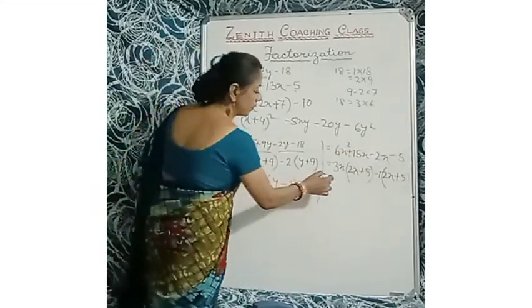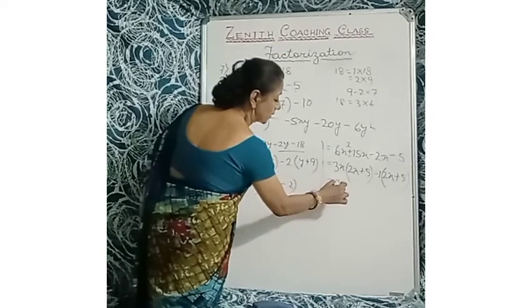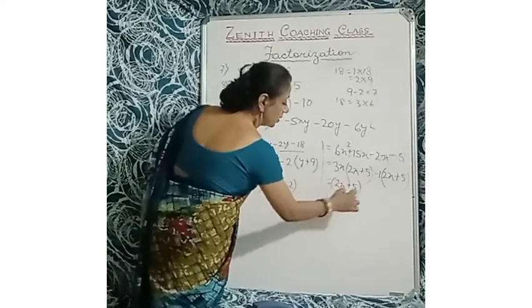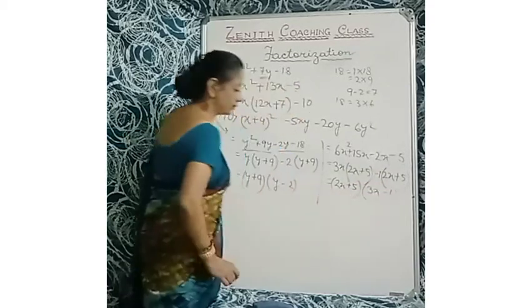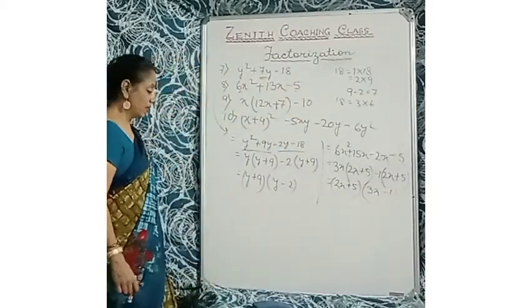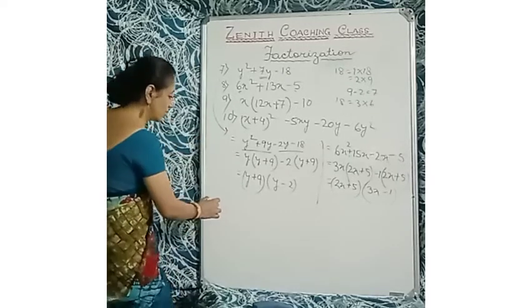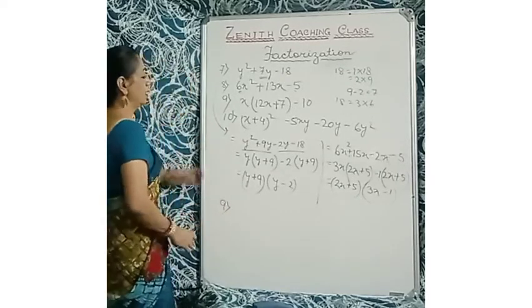So now what is common? 2x plus 5 is common. So you will write here 3x minus 1. Understood the sum? So we'll go to the next sum, that is question number 9.